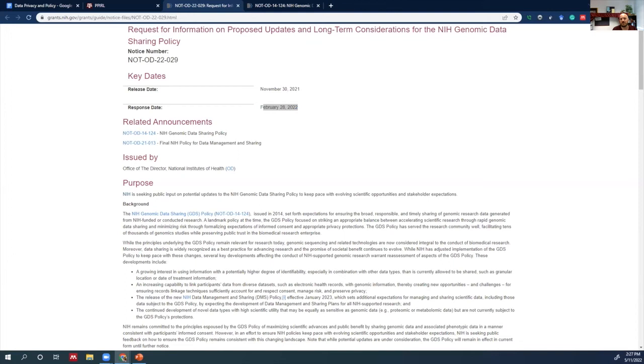Now, what I would encourage you to do is visit this website, which I'm going to put in the chat too, and pay very close attention for when they put out that final revision to that data sharing policy. Because one of the things that revision will do is set forth the very specific rationales for any changes to that data sharing policy.